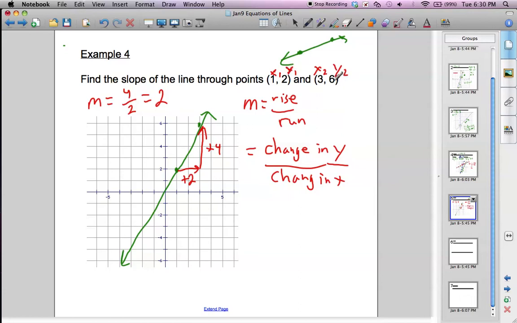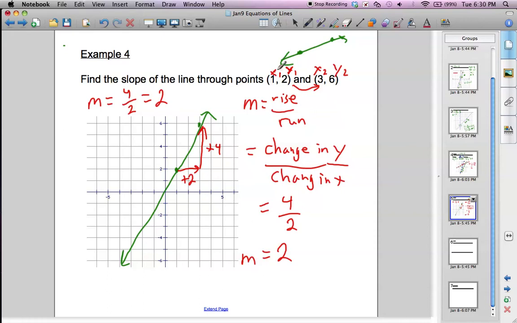If you look at these numbers here, let's look at the y values. What's the change in the y values? Well, let's go from 2 to 6. What's the change from 2 to 6? The change is 4, right? And what's the change from 1 to 3? That's a change of 2. Alright, so the change in y over change in x is 4 over 2. The y value increased by 4, the x value increased by 2. Your change is 4 over 2, which is 2.